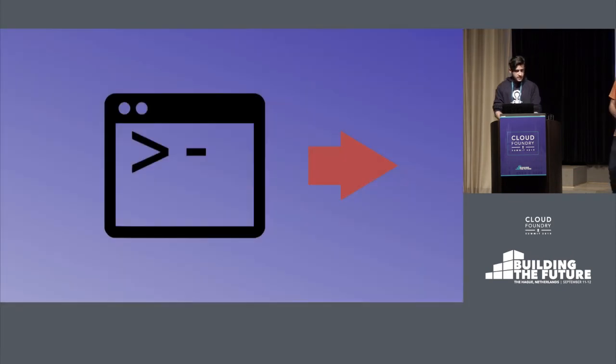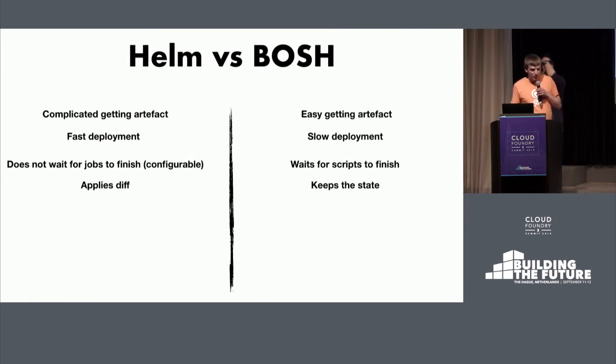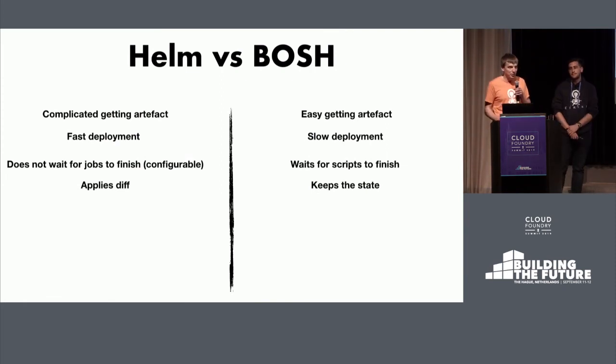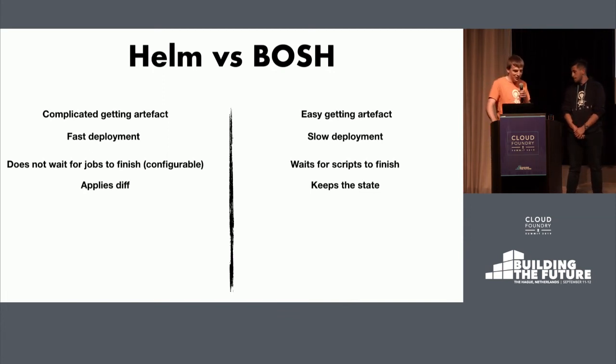Back to the slides. As you saw, Helm has a different deployment mechanism from Bosh. It's very easy to deploy, but it's a little bit more complicated to get the artifact because you need to build an image and replace it in the Helm chart. In Bosh, it's like Bosh create release and Bosh deploy, but you have to wait for the deployment for some time. And Helm doesn't keep the state.